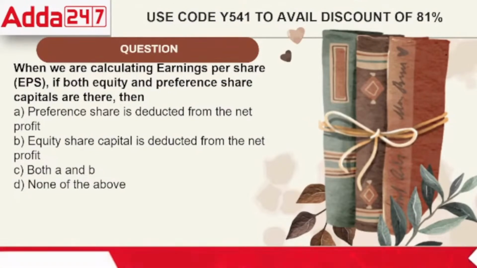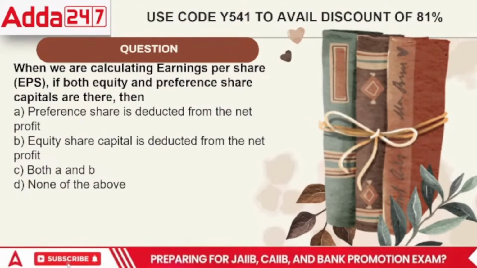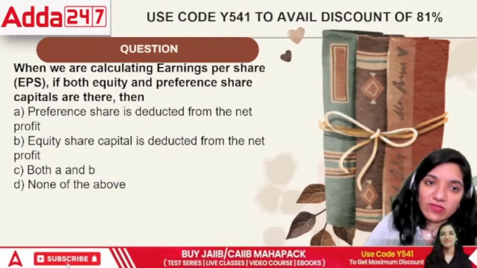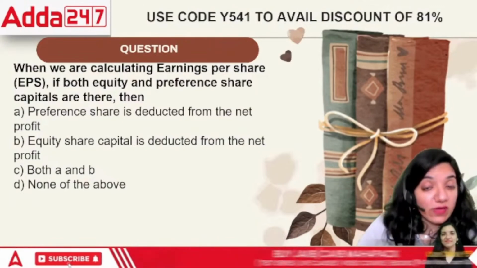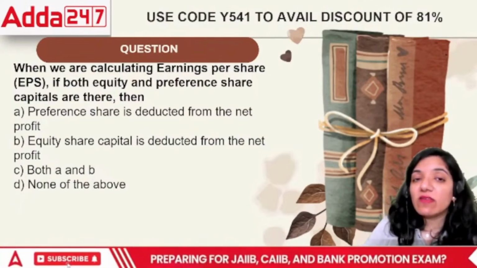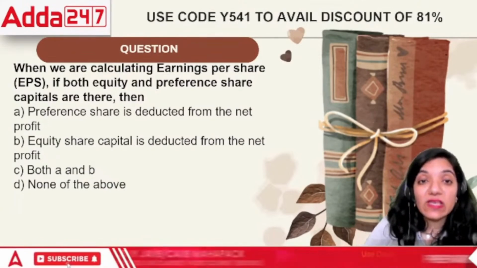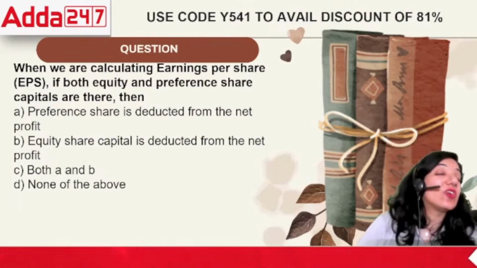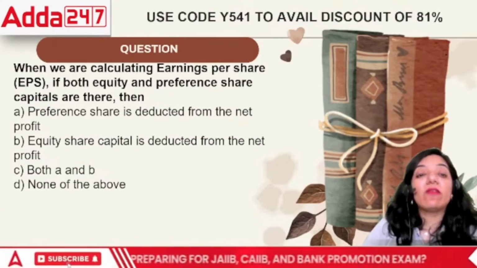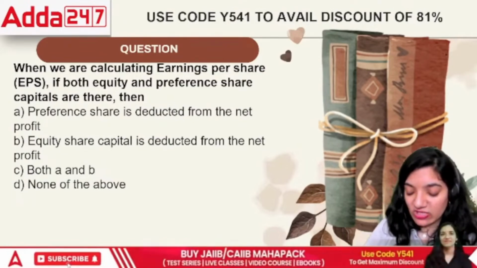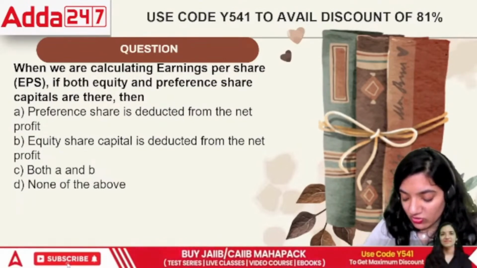Next question says, when we are calculating earning per share, both equity and preference shares are there. Then preference share is deducted from NP, equity is deducted from NP, or both A and B, or none of the above. Technically, when we are trying to find EPS, if both equity and preference is there, first of all, earning per share is not related to the amount that the preference share receives. It is the equity shareholder who is the ultimate scavenger of this particular business.